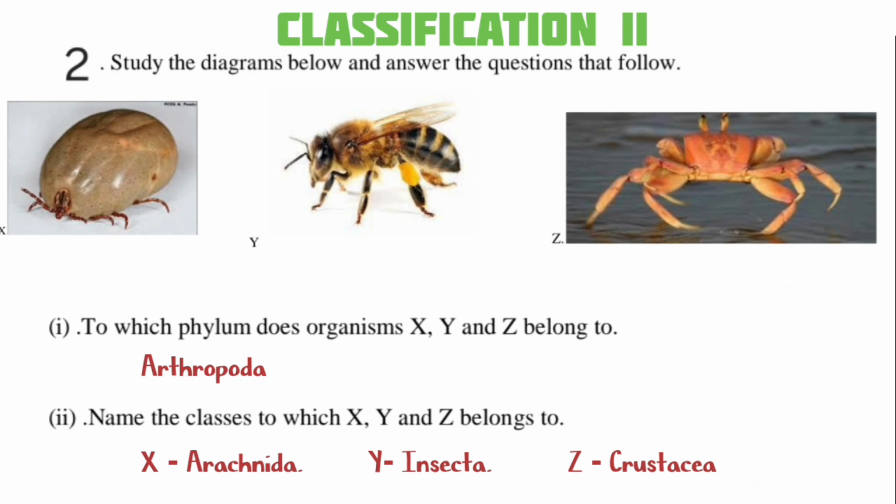Moving on to the second organism labeled Y. This is clearly a bee, specifically a honeybee. Now the class is going to be Insecta. What is our reason for this? Insects are characterized by having 3 pairs of legs. It has a body divided into 3 main parts, which is also clearly visible. We have the head, the thorax, and the abdomen. They also have 1 pair of antennae, as you can see, and usually have wings. Although a few insects lack wings, like the lice, most have them. So a bee perfectly fits this criteria.